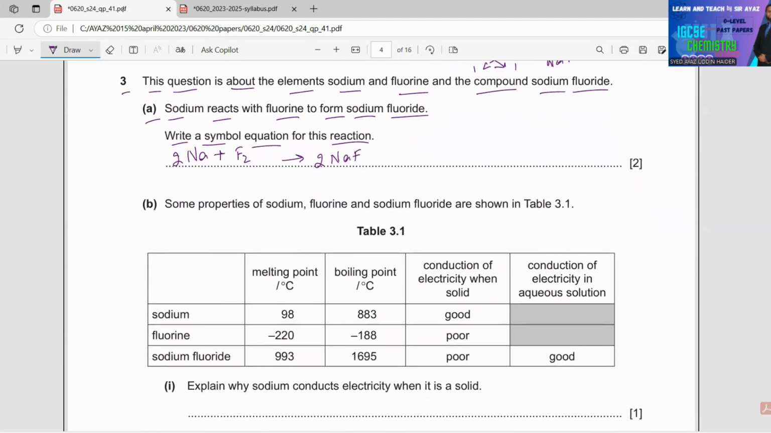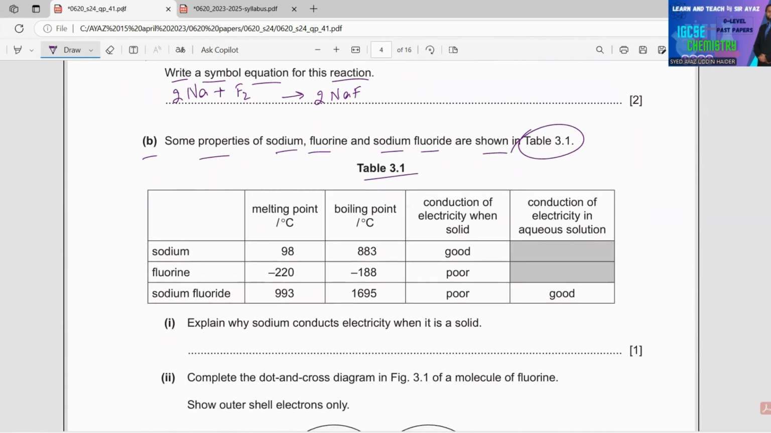Part B. Some properties of sodium, fluorine, and sodium fluoride are shown in table 3.1. You have sodium, fluorine, and sodium fluoride. Number 1, explain why sodium conducts electricity when it is a solid. Sodium is a metal, so it must be having delocalized or mobile electrons.